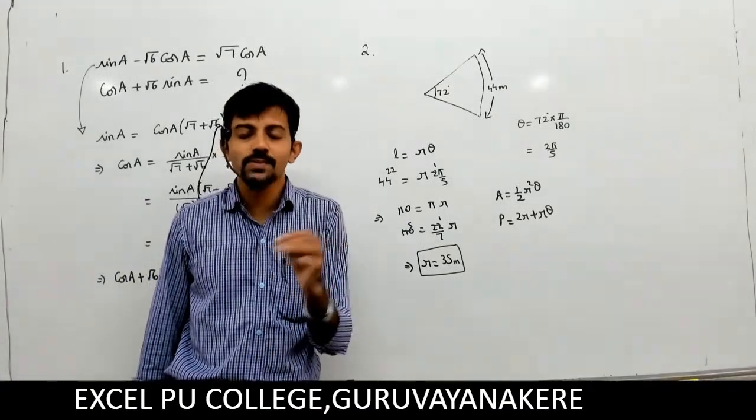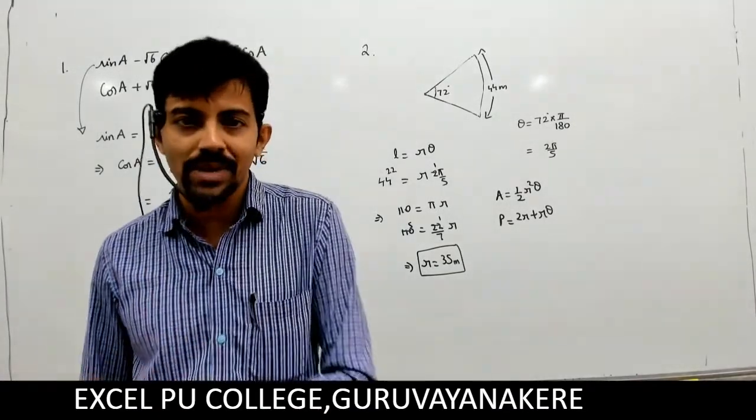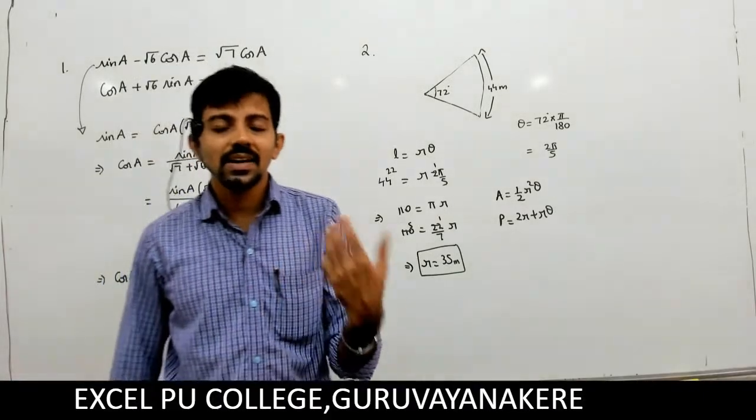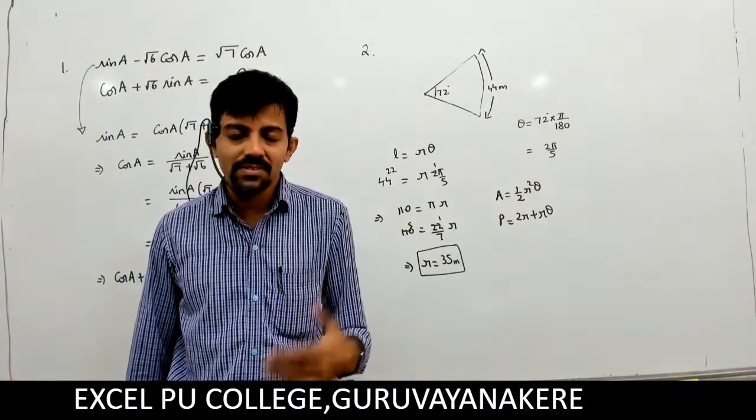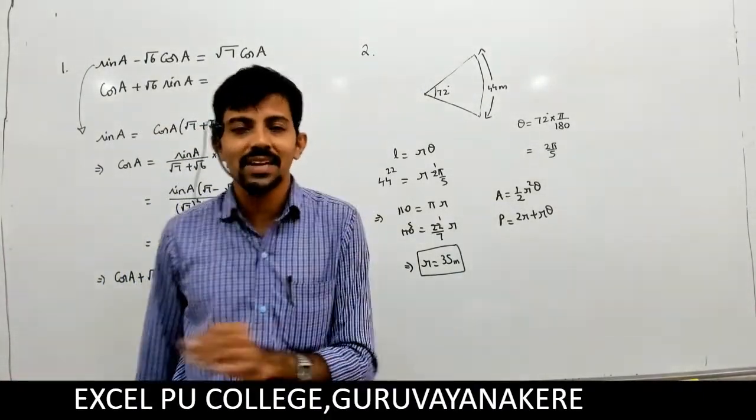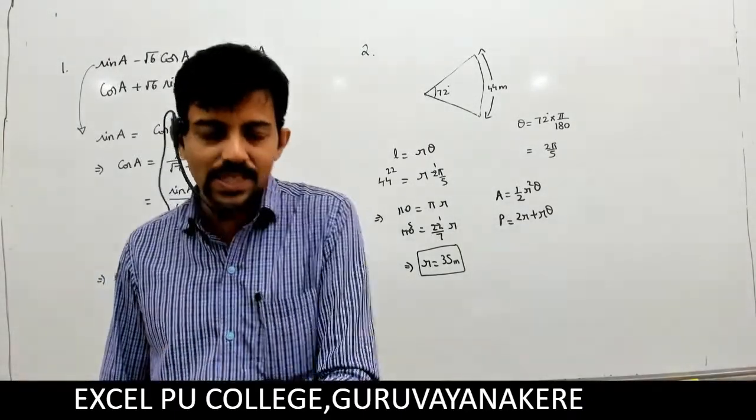All real numbers except odd multiples of pi by 2, that is (2n plus 1) pi by 2. Okay? And cot x and cosec x are defined for all real numbers except n pi. You must know the domain of all the 6 trigonometric functions.